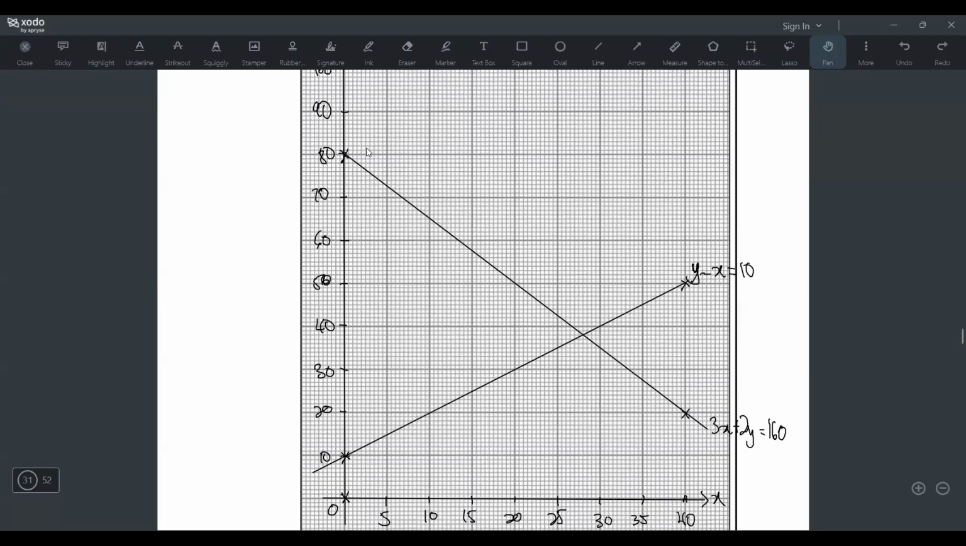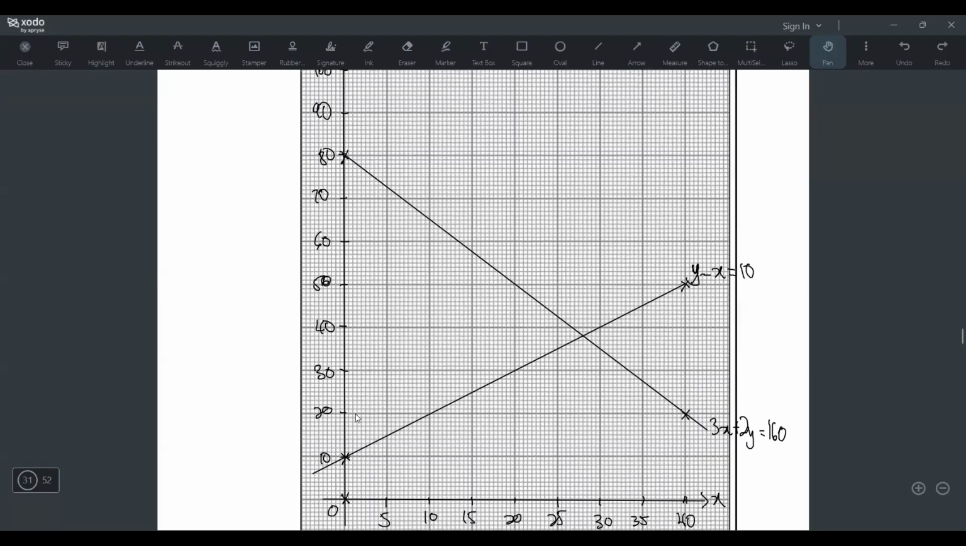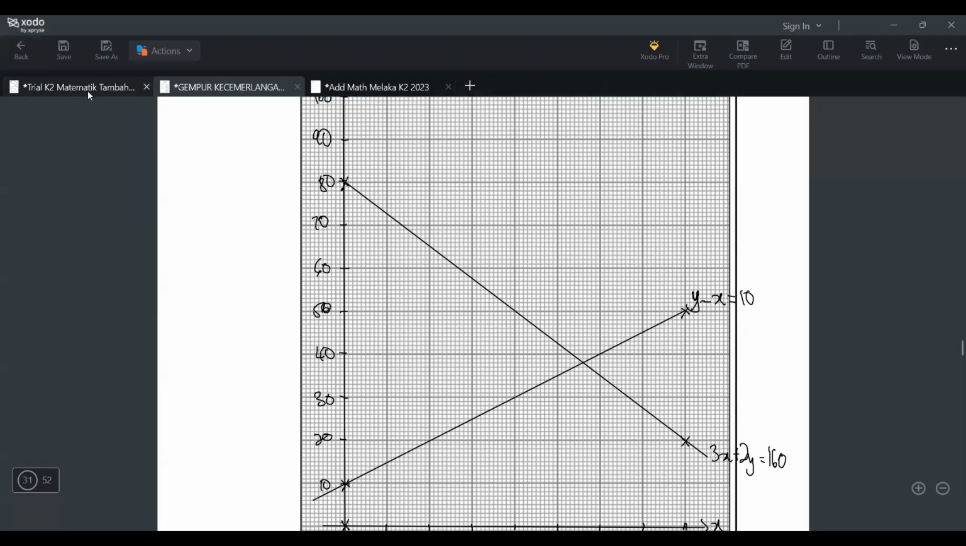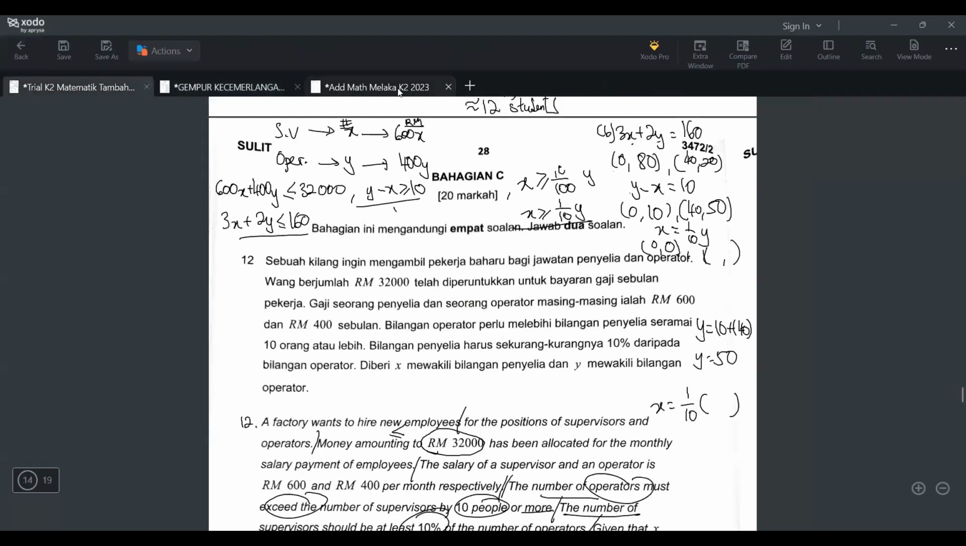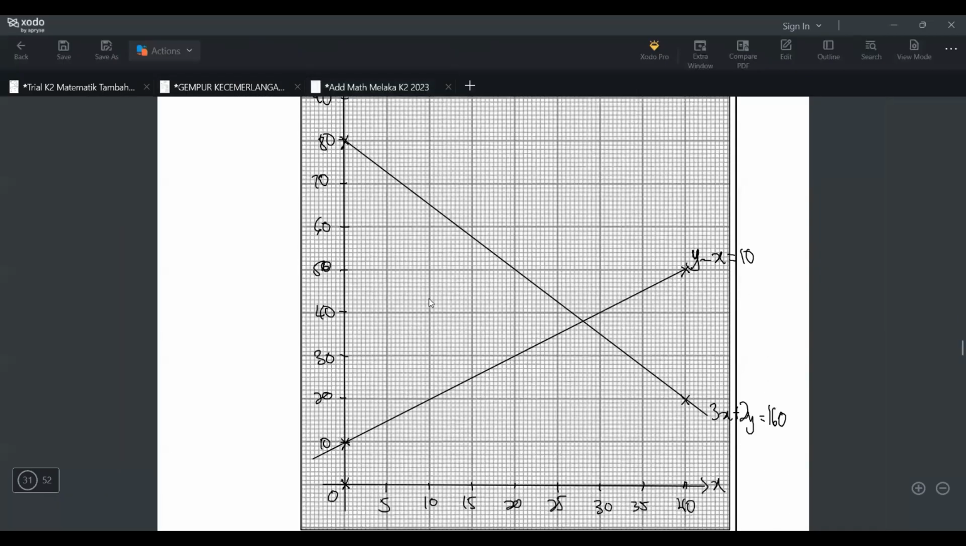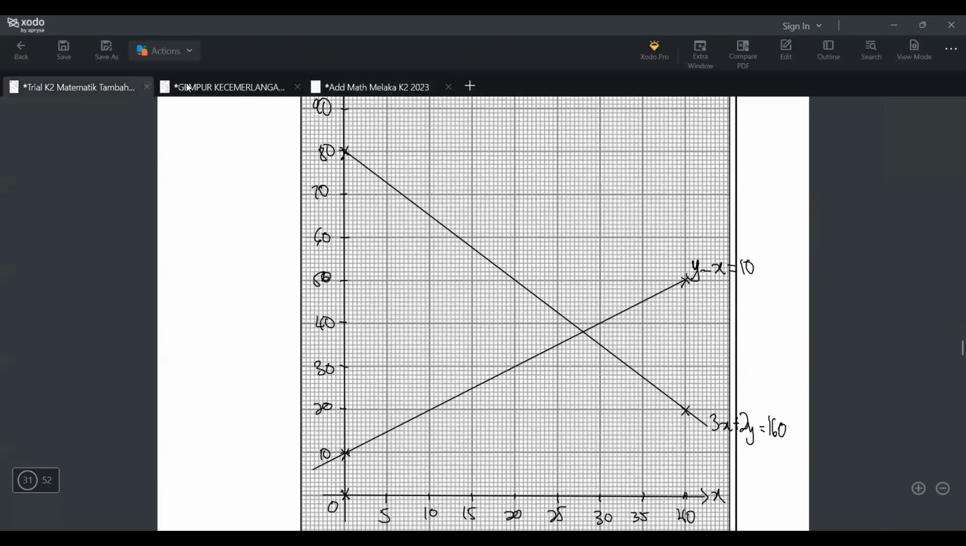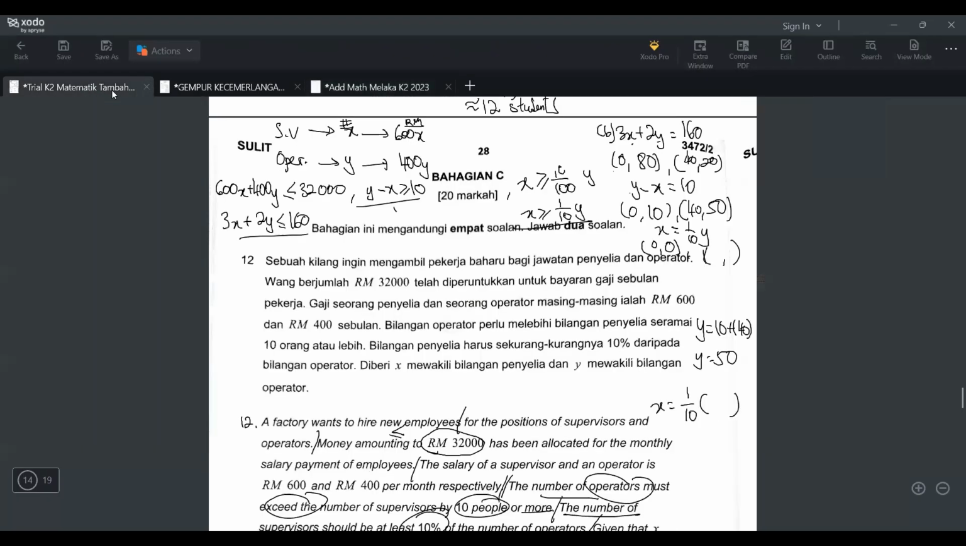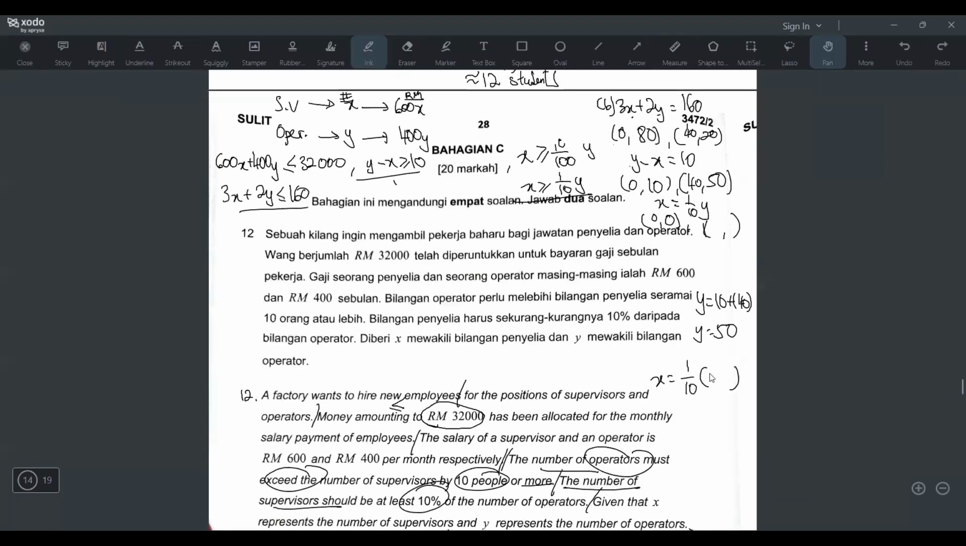Wait, is it good if I choose 100? Okay, I will choose maybe 10. No, no, no. Maybe 40? 40 divide 10, no, no, no. 40 divide 10 will give you 4. Okay, 100. Is it okay if I choose 100? Let's try. So if I put 100 inside the y, my x will be 10 because 100 divide 10, right? So my point will be 10, 100 or 110?